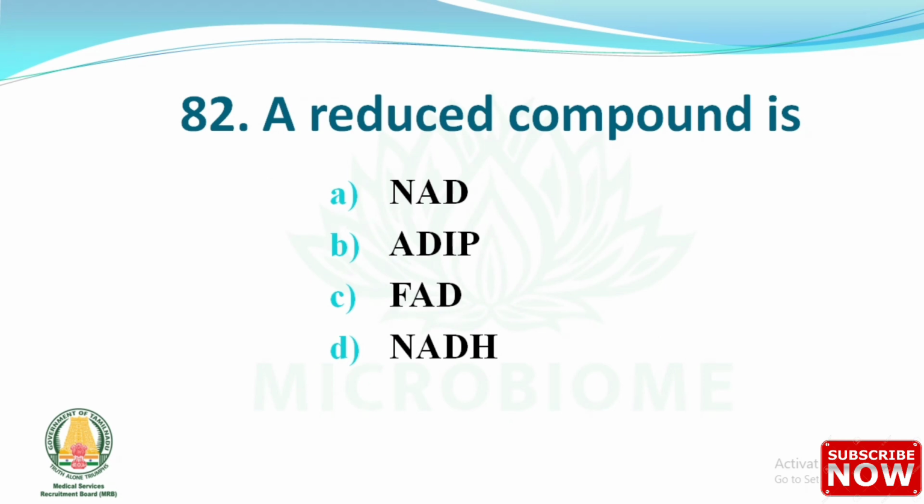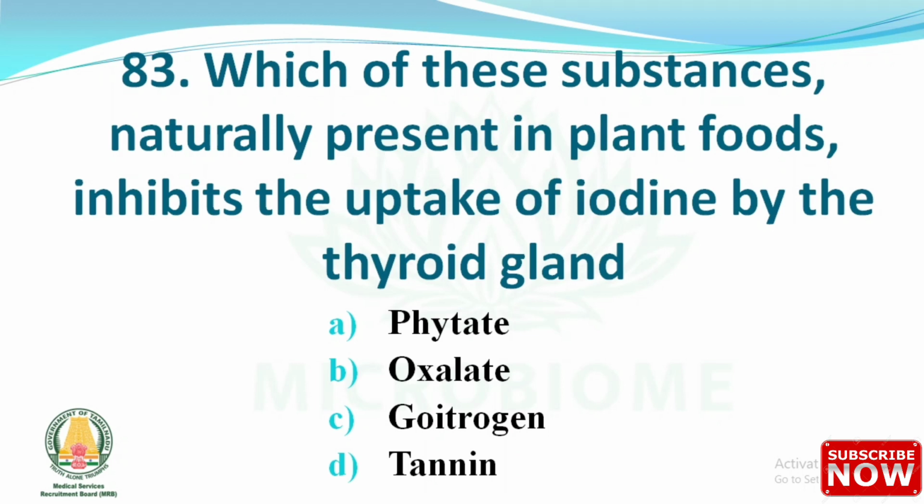Next, a reduced compound is: NAD, ADIP, FAD, NADH. The right answer, option D, NADH. Next, which of these substances naturally present in plant foods inhibit the uptake of iodine by the thyroid gland? The options are phytate, oxalate, goitrogen, tannin. The right answer, option C, goitrogen.